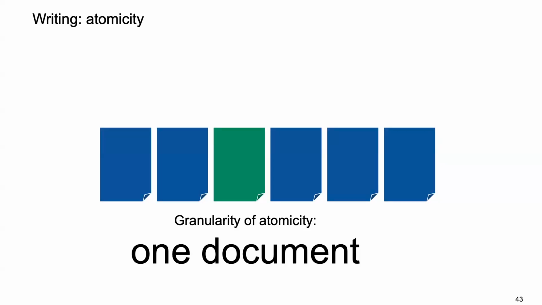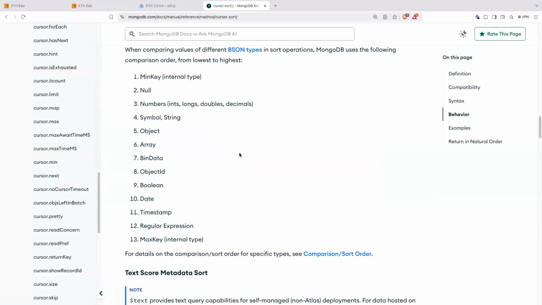Maybe I can just share my screen so that you see it. You see nulls, then numbers, then strings, then objects, then arrays, then binary data. That's one of the additional types that BSON has. Object ID, also an additional type. Booleans, date, an additional type. Timestamp, an additional type. Regular expressions, that's also an additional type that can be useful.